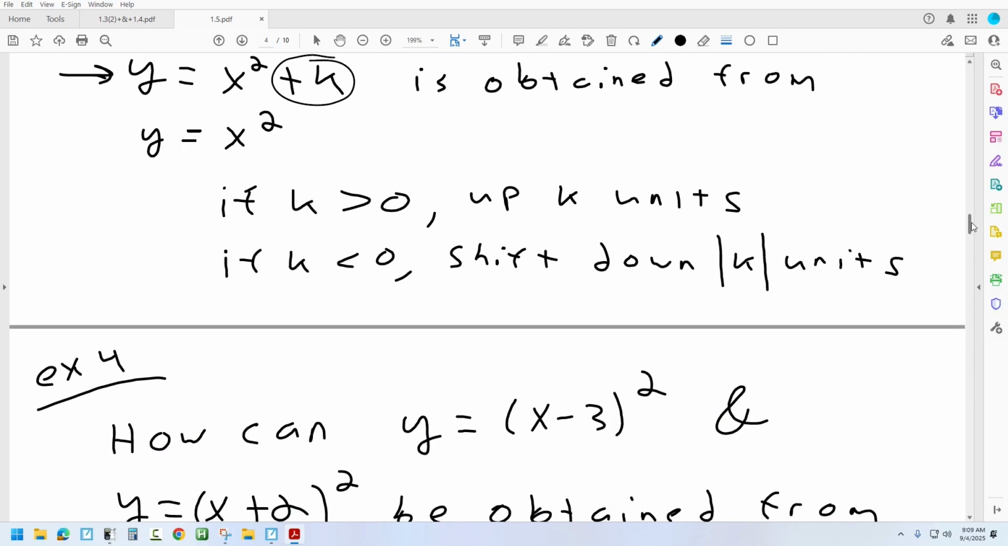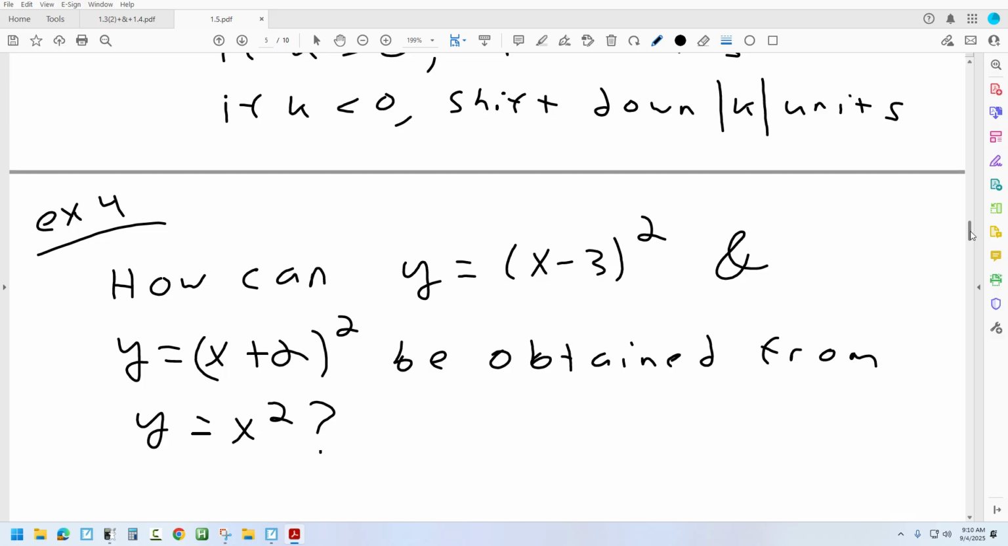Now, I want to look at adding and subtracting again, but now this is different. This is adding and subtracting inside the function that's being squared, not on the outside of what's being squared. So, anybody have a guess what adding or subtracting inside the squaring part is going to do? Yep. Shifts to the right or left. Right, it's going to shift to the right or to the left.